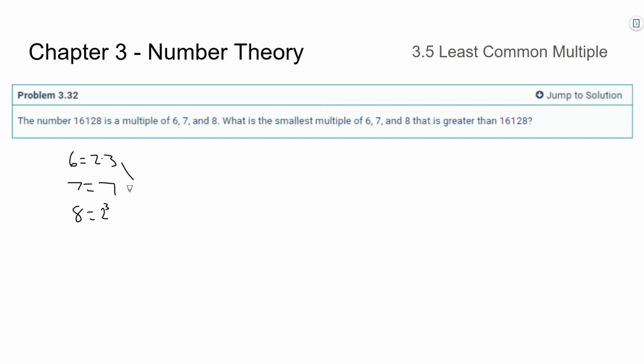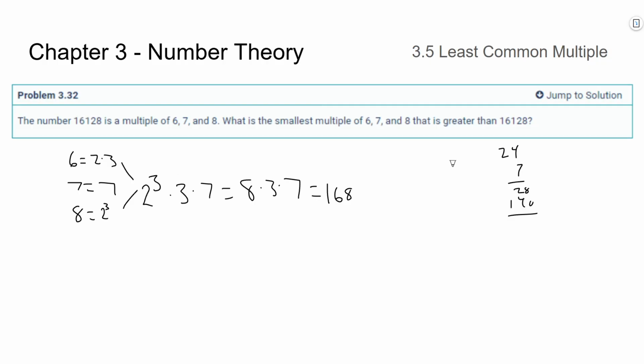So the least common multiple here would be, we need at least 3 2s, 2 cubed. And we need at least 1 3. And we need 1 7. So this would be 8 times 3 times 7. So let's see what that would be. 8 times 3 is 24 times 7. Let's do 24 times 7. We have 28. 7 times 20 is 140. So it looks like that would be 168. Okay, so the least common multiple would be 168.